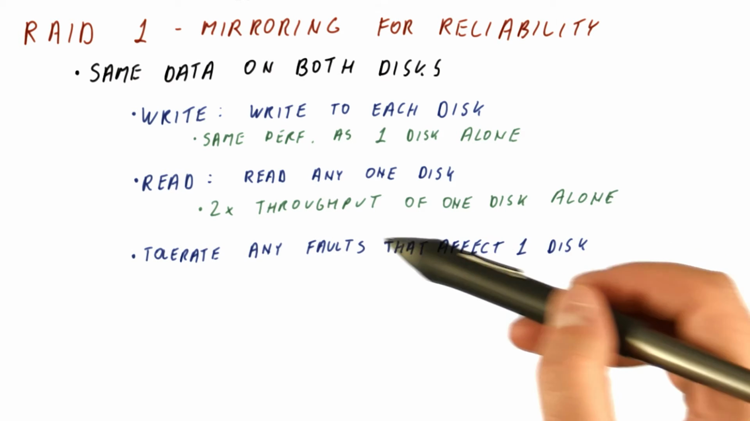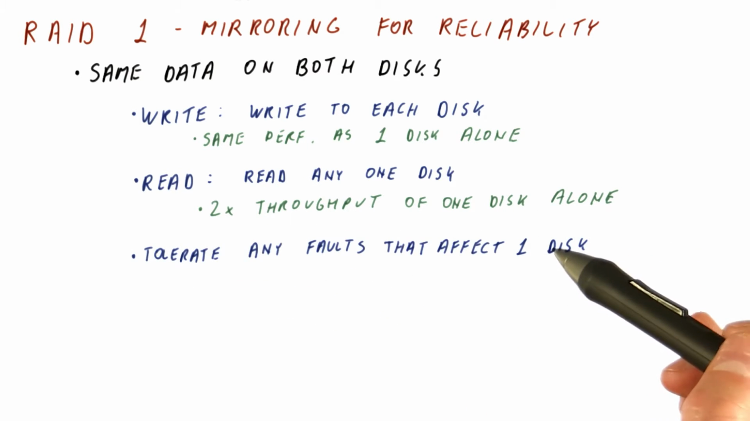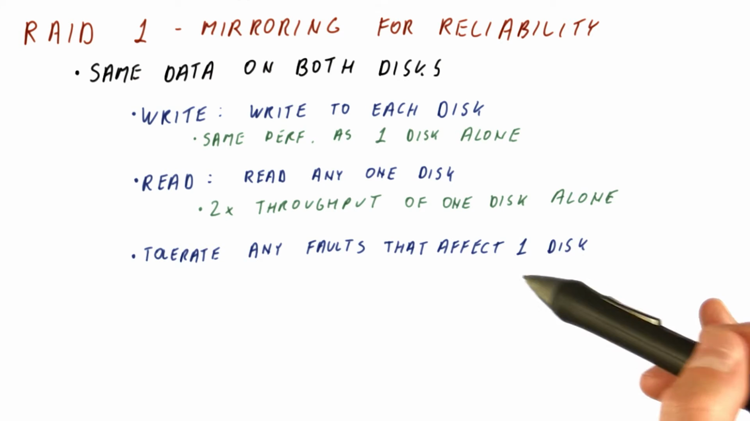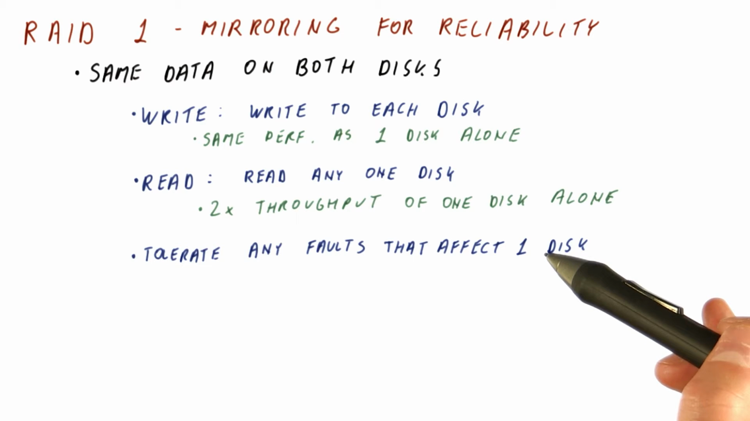And this scheme can tolerate any faults that affect one of the disks. So it could be that, for example, there's a bad sector on one disk. Well, we can just read the same data from the other disk. Or we can have an entire disk fail, in which case we are left with one disk that still has all the data.